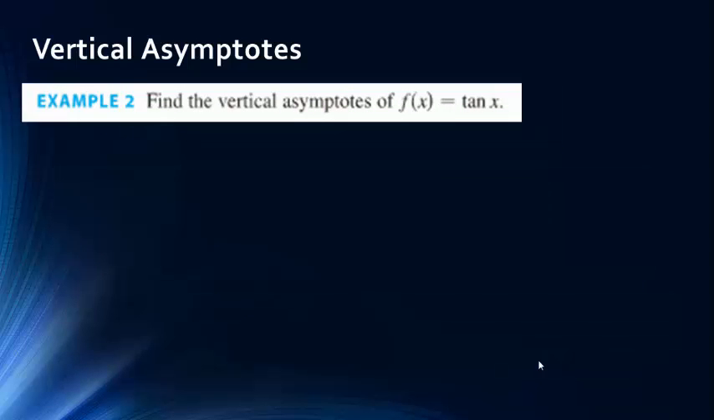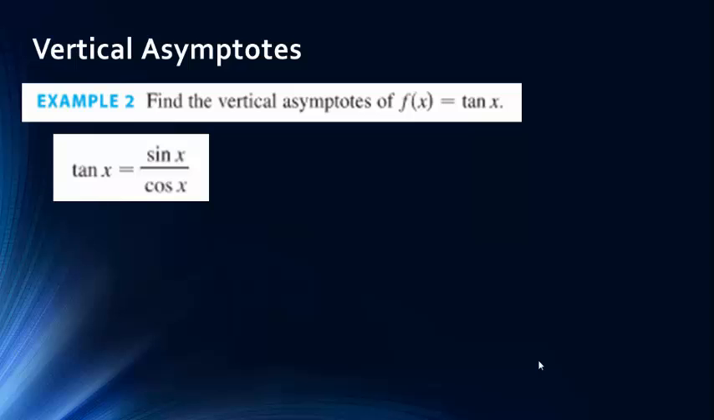Okay, the next one. Let's find the vertical asymptotes of tangent x. Typically when we're looking for vertical asymptotes, we're thinking of rational equations. Remember, ratios, quotients, fractions. So thinking back to trig, how can we write tangent x as a ratio? Well, remember the tangent equals sine over cosine. And typically vertical asymptotes happen when the denominator equals 0, because this is what's not allowed, and so it's undefined there.